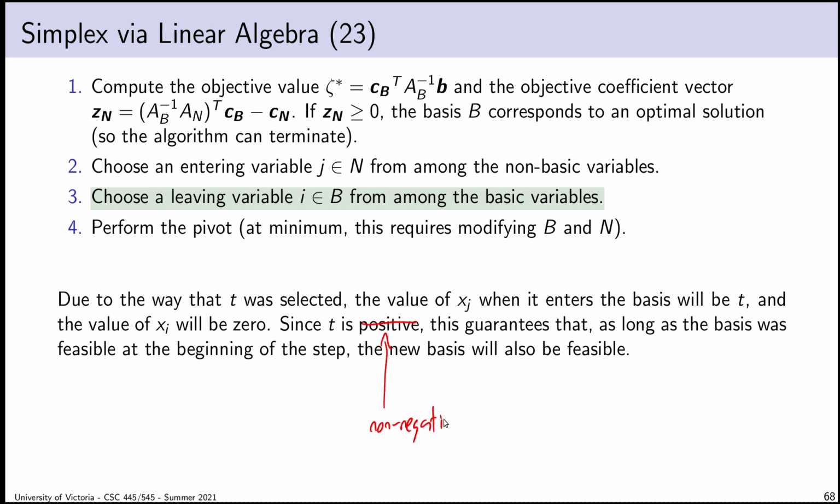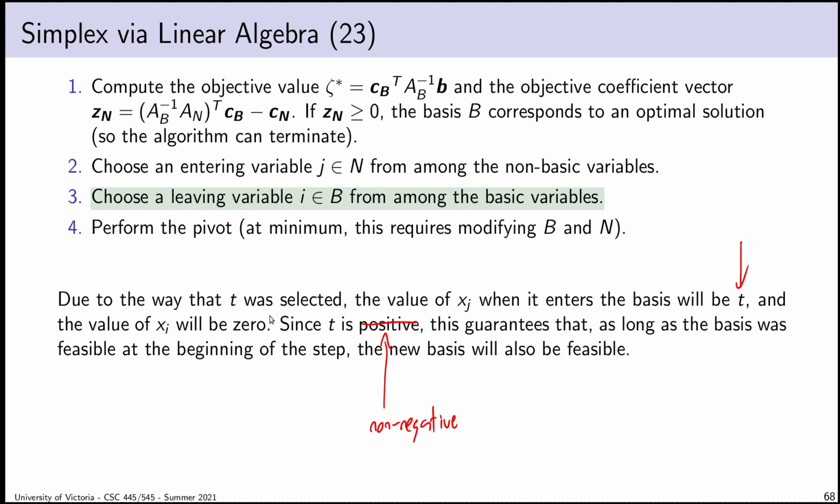So I'm framing this in terms of non-degenerate pivots, but in the event of a degenerate pivot, t would equal 0. In any case, t would never be negative. That means that xj, when it enters the basis, will have the value t, which will be feasible. xi will end up equaling 0, which again is still feasible. xi is non-basic, so we expect that.